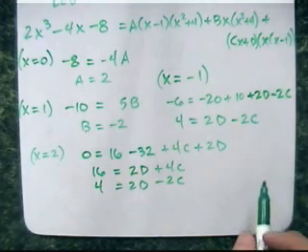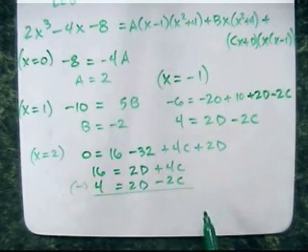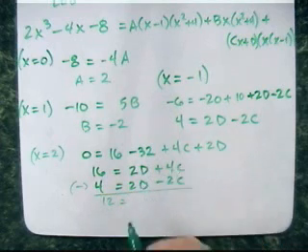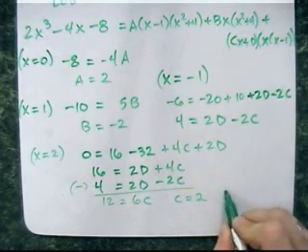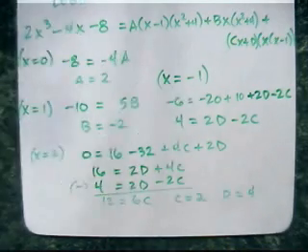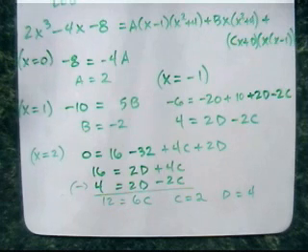Wait, wouldn't 4 equal D minus C? Use elimination. Oh yeah, I was just going to subtract those. So I just get 12 equals 6C, so C would equal 2. And then D equals 4. Sounds right. And now you get integrated.